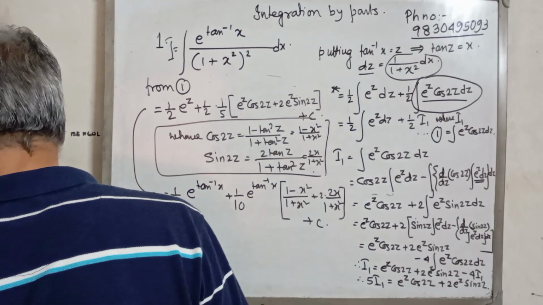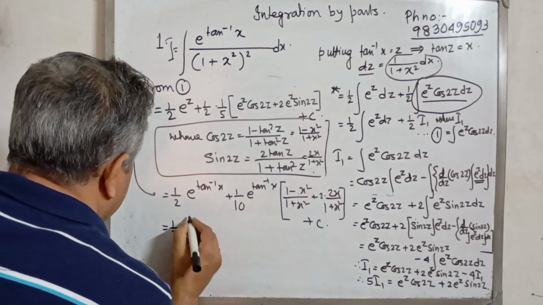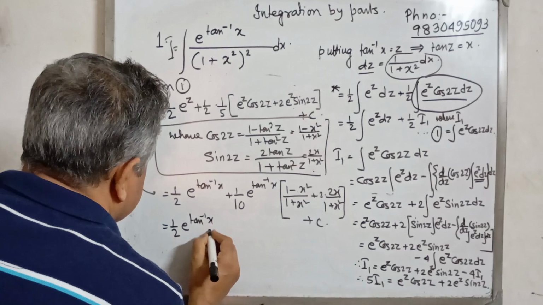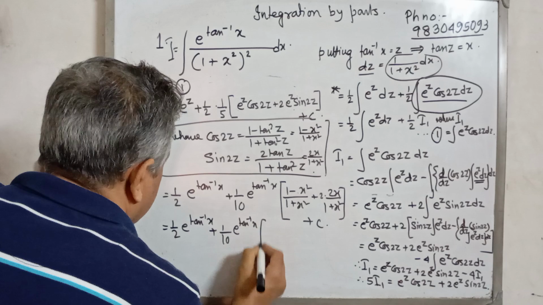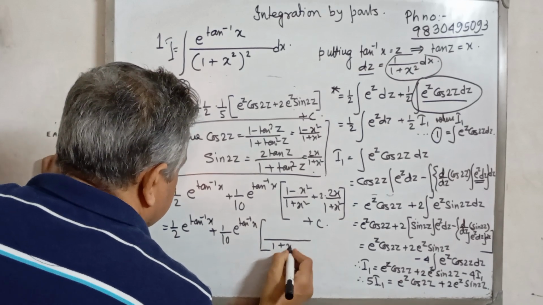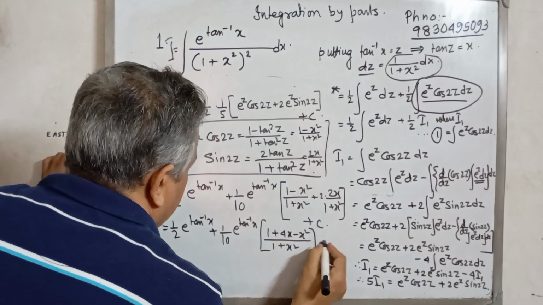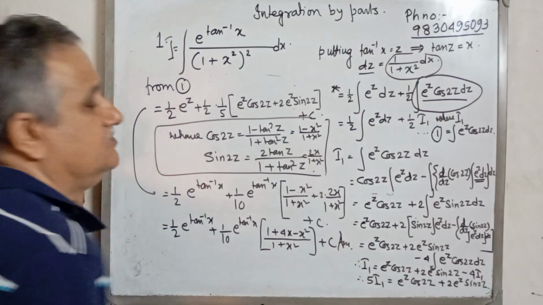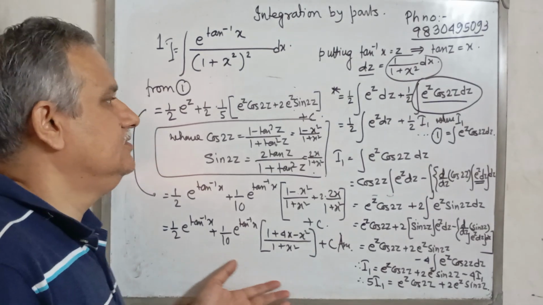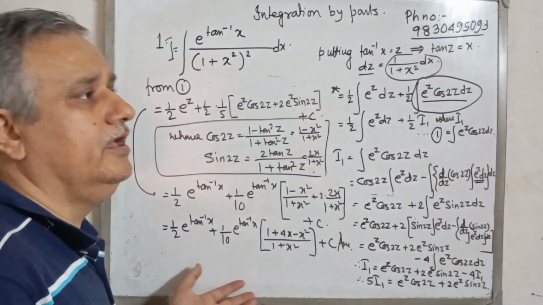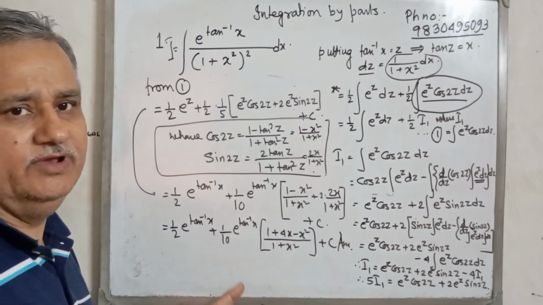So this becomes half e to the power tan inverse x plus 1 by 10 e to the power tan inverse x, 1 plus x square is LCM, 1 plus 4x minus x square plus c. This is our answer. This is a long process, long time problem. If it comes in any class 12 standard, it will give you 5 to 6 marks. It's a long problem.